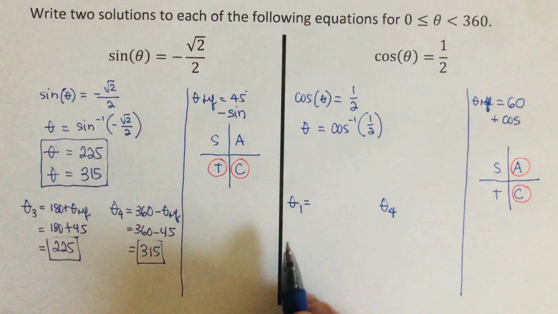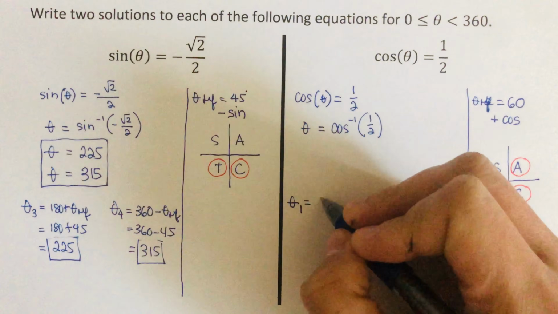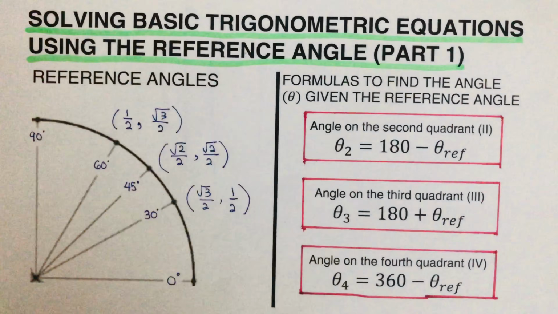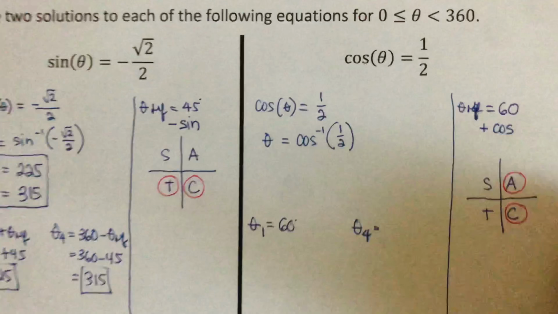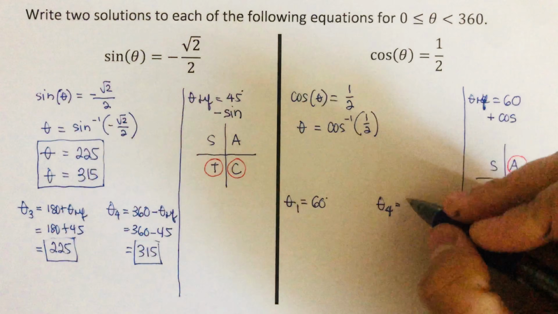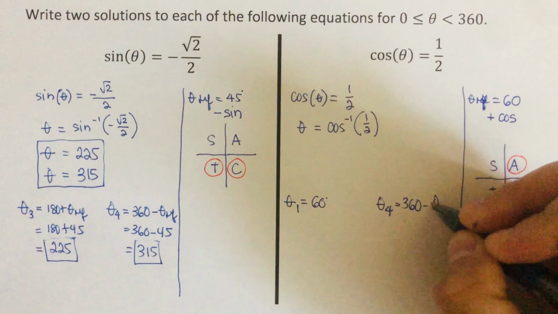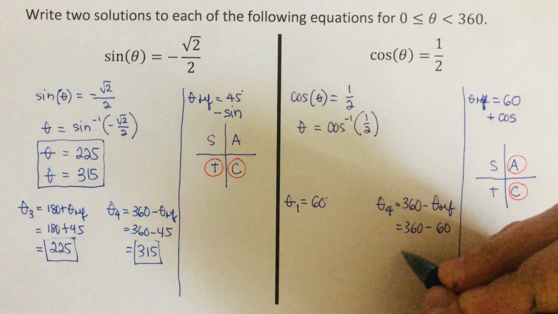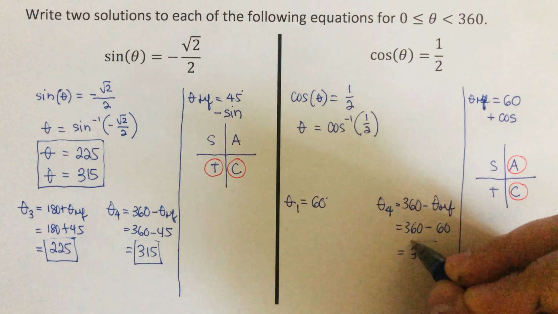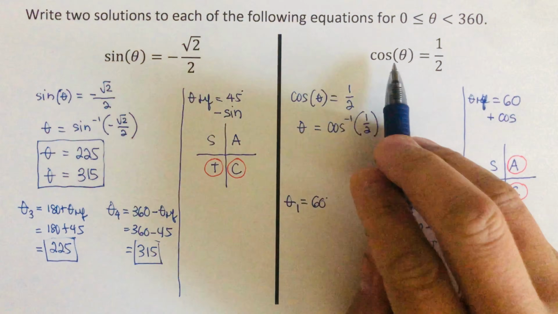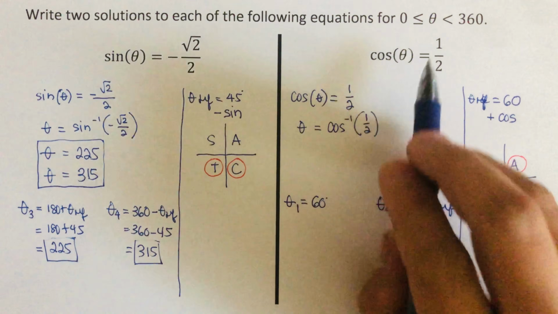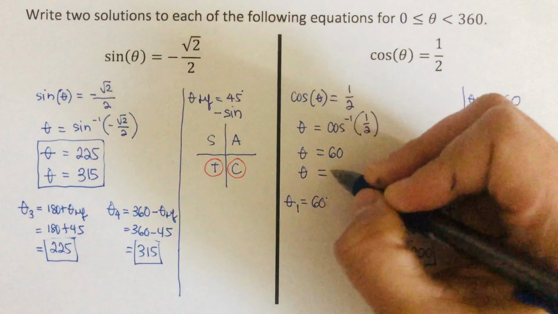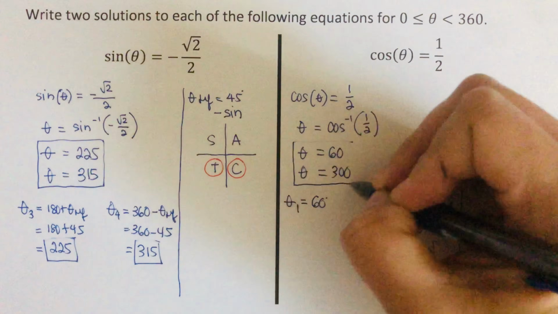So let's determine theta 1 is actually just the reference angle, which is 60 degrees. And theta 4 can be solved. Again, we use this formula that we have up here. So theta 4, or on quadrant 4, that would be 360 minus the reference angle. So 360 minus our reference angle, which is 60, is 300. So the two angles that will satisfy this equation, cosine theta is equal to 1/2, are the first one is 60 and the second one is 300. So these are the two angles.